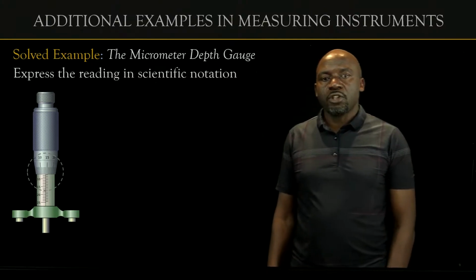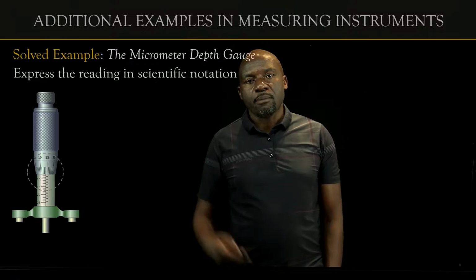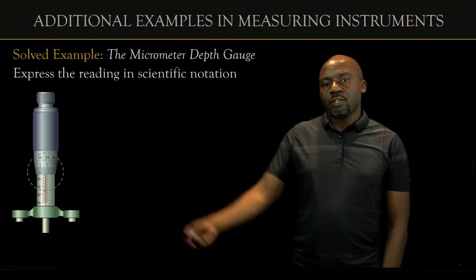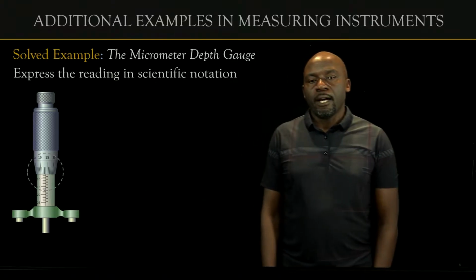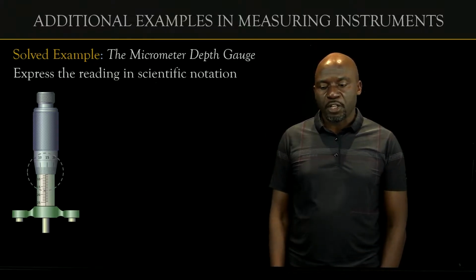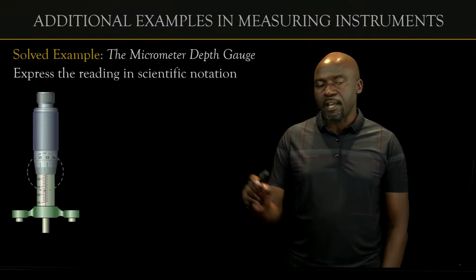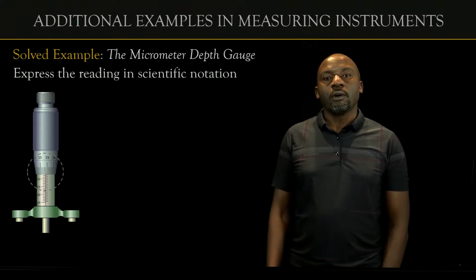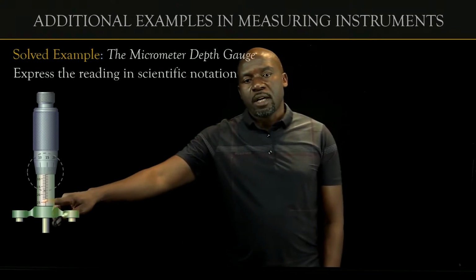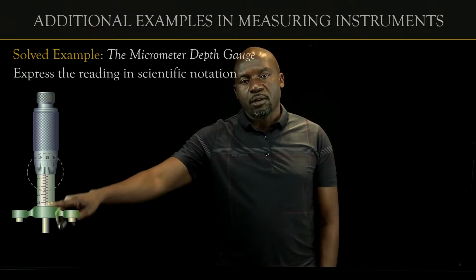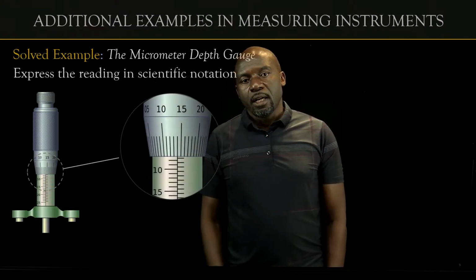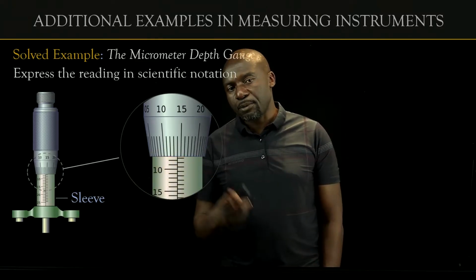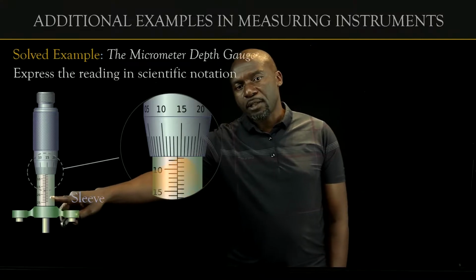To answer this question, we need to know the parts of this, which is called a micrometer depth gauge. The one we saw earlier was a micrometer screw gauge. This one is used for measuring depth. The other one is used for measuring short lengths, short distances, short thicknesses, and so on. This part of the micrometer is called the sleeve. We are going to take that reading, but first, I've blown this area up so that you can see it more clearly.